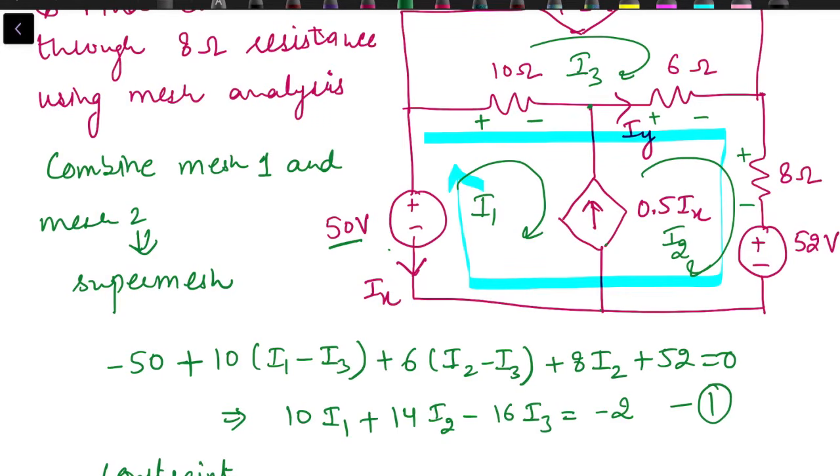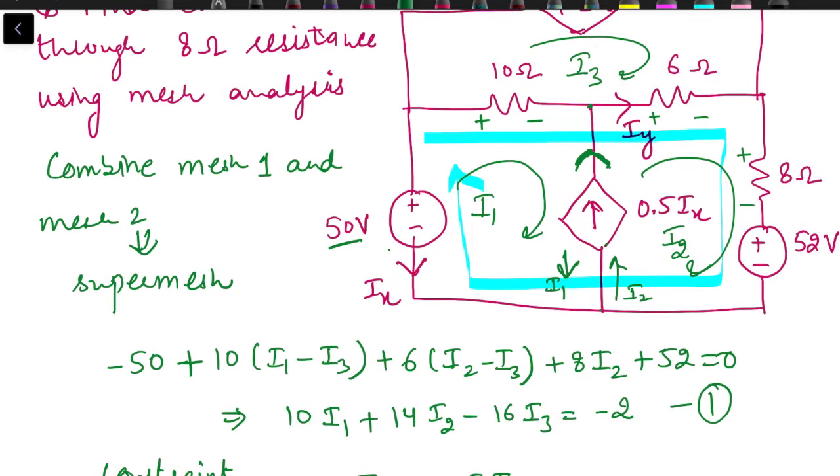Now the constraint imposed by this current source is that the resultant current through this branch should be in the upward direction and it must have the value 0.5 Ix. So the resultant current in terms of mesh currents in the upward direction will be I2 minus I1, since I2 is in the upward direction and I1 is in the downward direction. This is the direction of I2 and this one is for I1. So the constraint is I2 minus I1 equals 0.5 Ix.